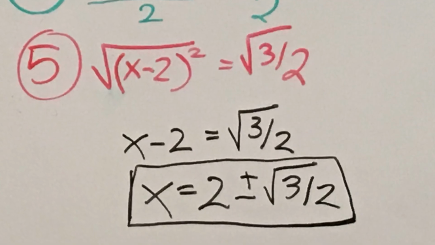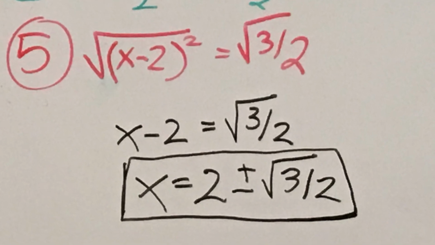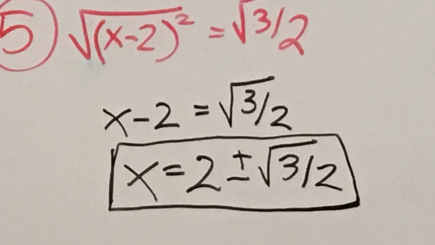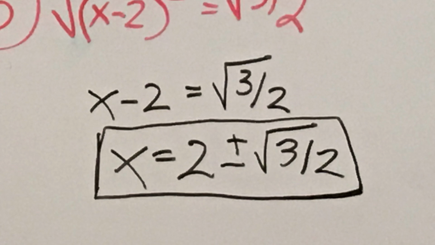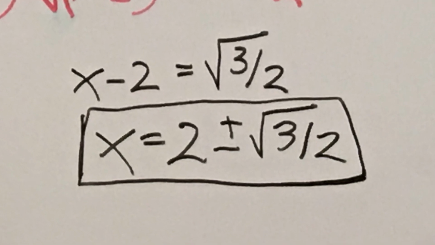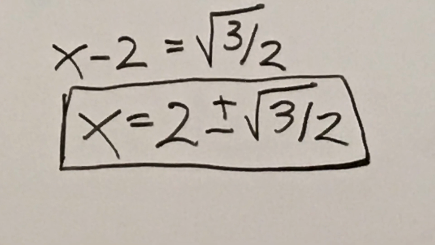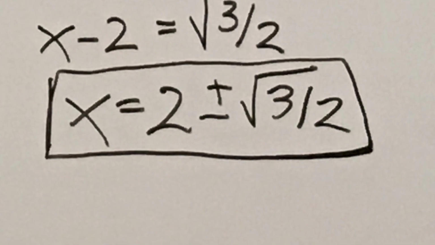Step number 5 is to solve for x by taking the square root of both sides. So you're left with x minus 2 equals the square root of 3 over 2, which leaves you with x equals 2 plus or minus the square root of 3 over 2.